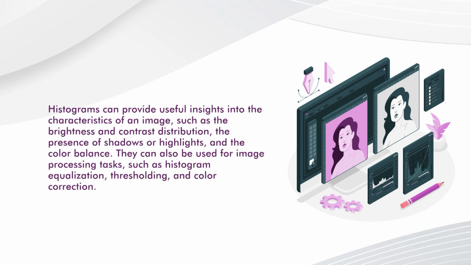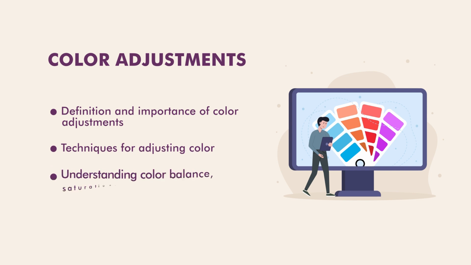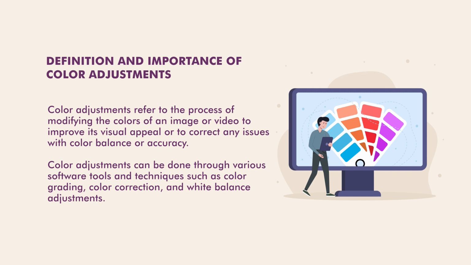The presence of shadows or lights and the color balance can also be seen, and histograms can be used for image processing tasks such as histogram equalization, thresholding and color correction. So, next one is color adjustment, that is another subtopic. In this, we have to learn the importance of color adjustments, techniques for adjusting color, and understanding color balance, saturation and hue. So, first of all, we have to learn what is color adjustment.